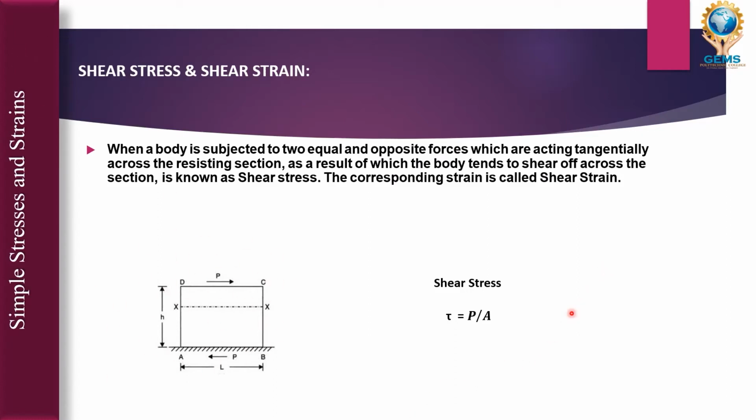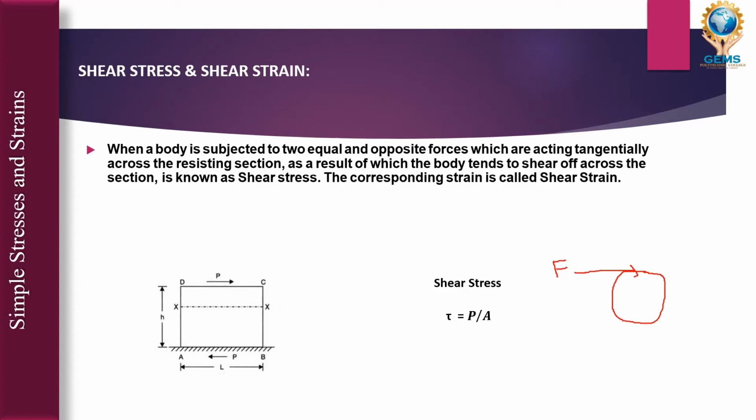Tangentially means, suppose that this is a circle. Tangentially means this is the tangent, understand? So the force which is acting at the tangent is known as tangential force, understand? Am I clear or not? As a result of which the body tends to shear off across the section, and this is known as shear stress. The corresponding strain is known as shear strain, understand?